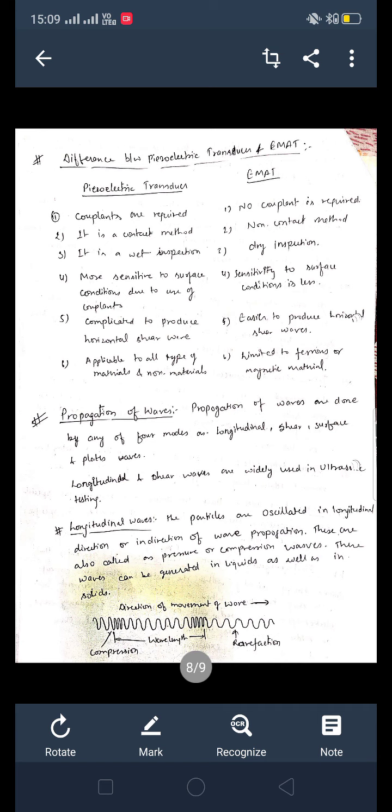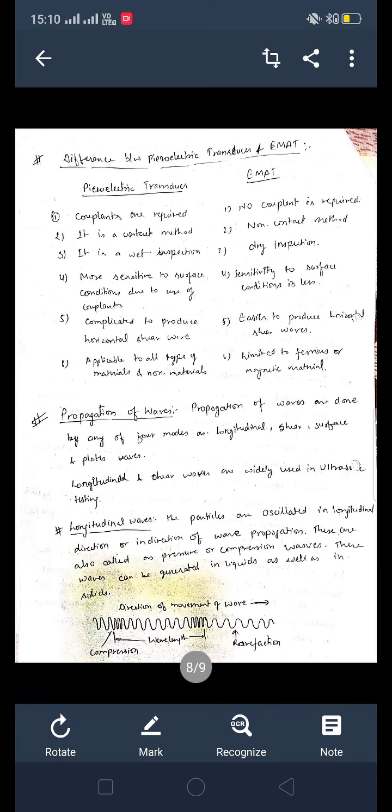According to the surface condition, if the surface condition is dry it is not used, but when the surface contains some moisture, then you prefer it for testing the defects of the material. If the material is in a wet region, then we have to use the piezoelectric transducer, but it is more sensitive to the surface condition. In case of EMAT, sensitivity to the surface condition is less. It is also sensitive, but in comparison with the piezoelectric transducer, it is less.